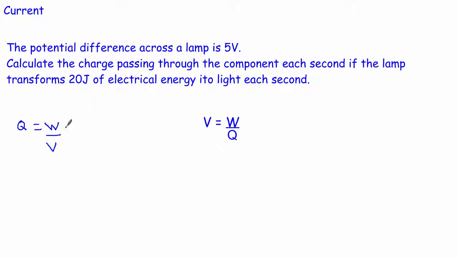If I rearrange this equation, now W is my work done, which is 20 joules, and the potential difference is simply 5. So in other words, I end up with 4 coulombs. So in other words, there are 4 coulombs of charge passing through this each second. Okay, so that's basically how we use that equation.